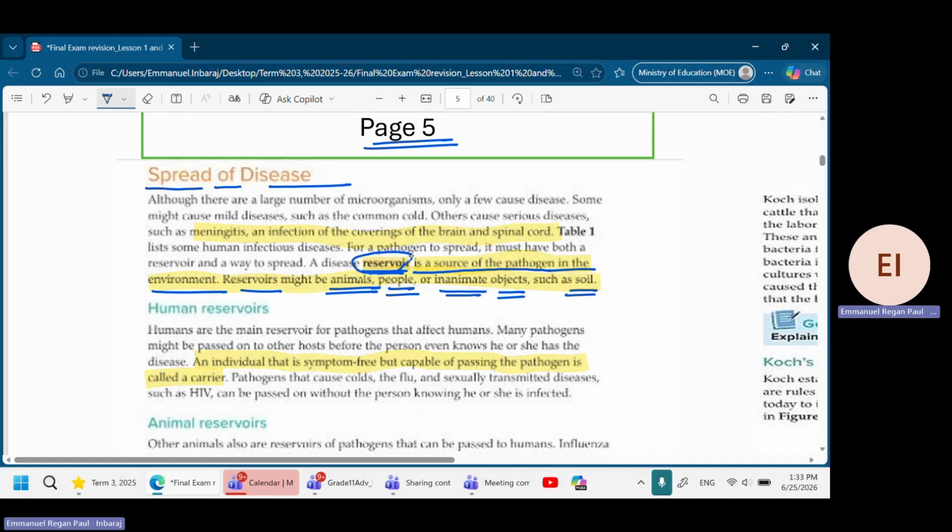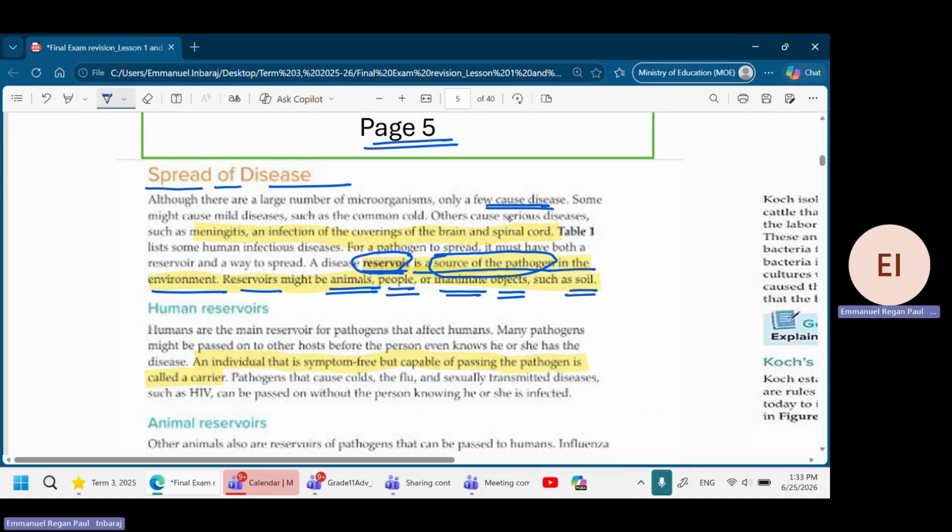So what's a reservoir? It is a source of a pathogen. Don't forget this key term, source of pathogen. If you find this, source of pathogen, remember they are talking about a reservoir. Let's say here they have given you something. Some might be a mild disease. Although there are a large number of microorganisms, only a few will cause disease.